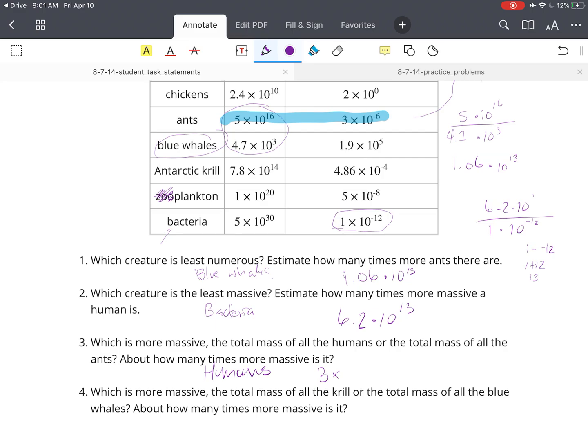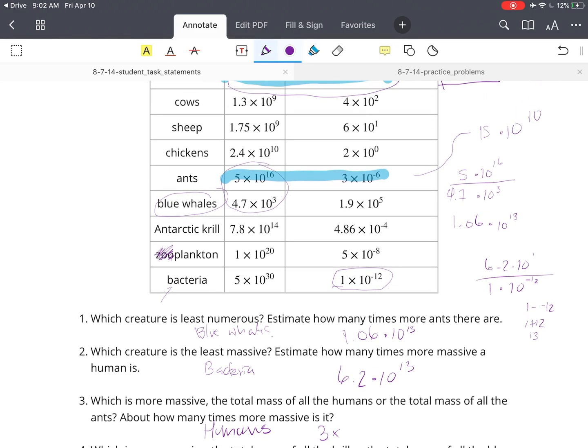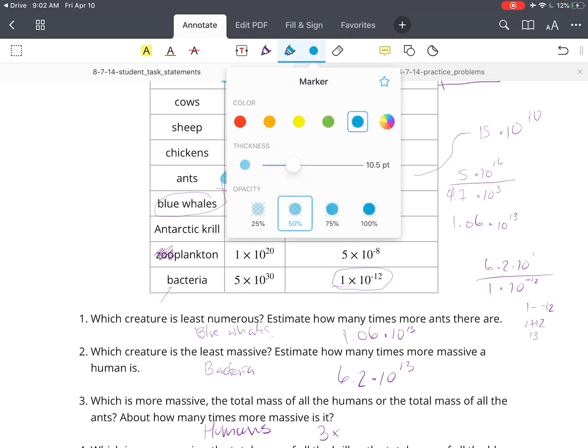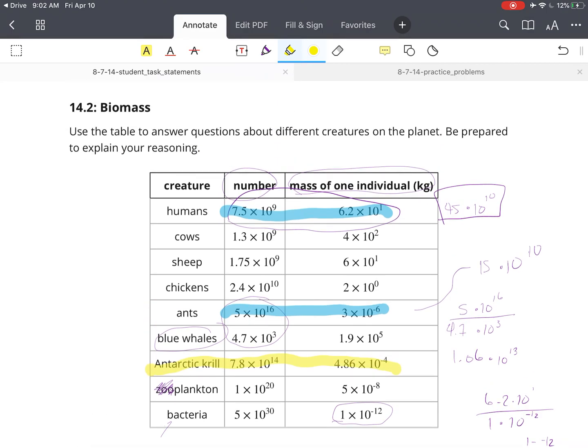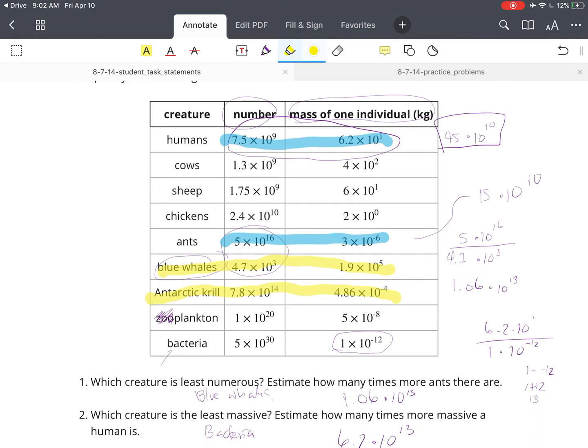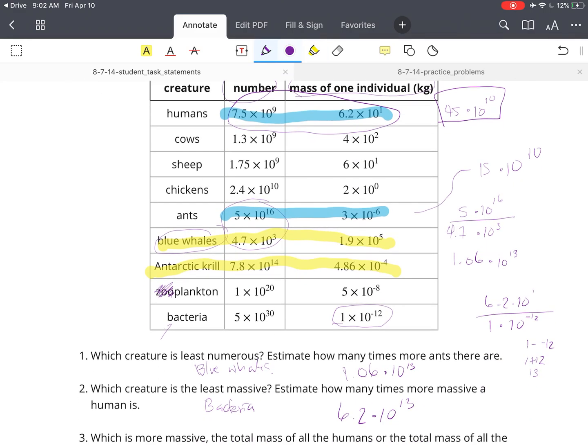Which is more massive, the total mass of all the krill or the total mass of all the blue whales? If you didn't know, krill is what whales eat. So here's the krill. Where are the blue whales? Right here. Let's do it on the left side. 4.7 times 1.9, and then it's 10 to the third times 10 to the fifth. So we're going to add the exponents. That's just 10 to the eighth.